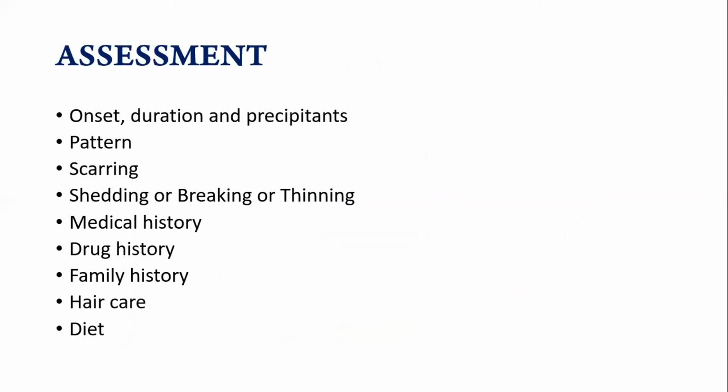The first one is onset, duration, and precipitants. When a person comes to you to consult for hair disease, first of all, you should inquire about its onset, how it started, when it started, and how long they have been facing this problem. The next one is precipitants. An example I have quoted earlier: hairstyle and hair treatments, and also some medications. So you must know about these precipitants.